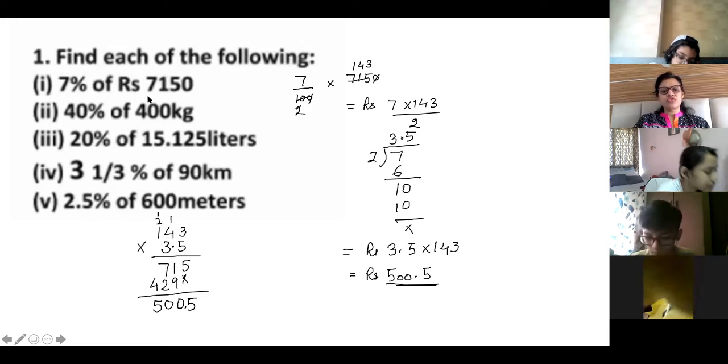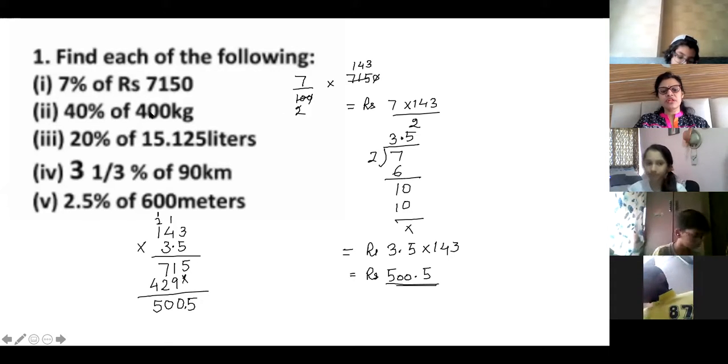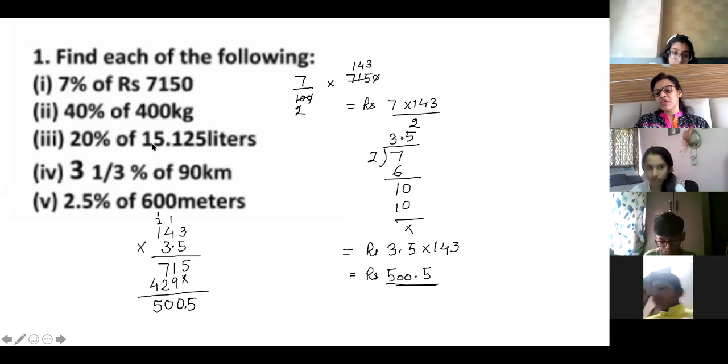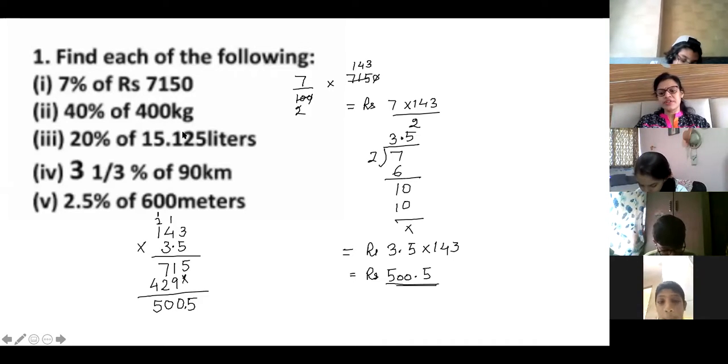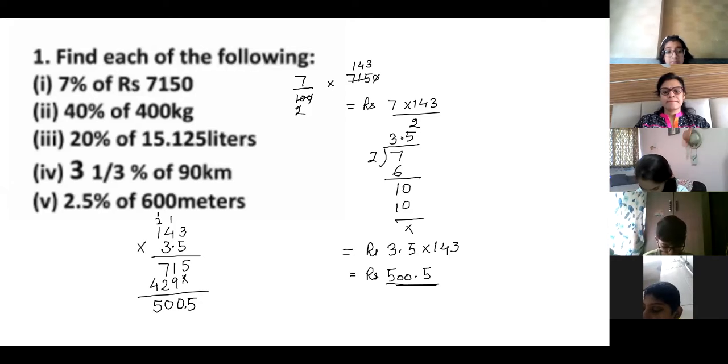Same way you have to do 40% is 40 by 100 into 400 kg. Answer should be in what? Answer should be in kg. Yes. So unit is also important. If you don't write unit, marks are deducted. So unit you should write. Ma'am, 160 kg, ma'am. Okay.